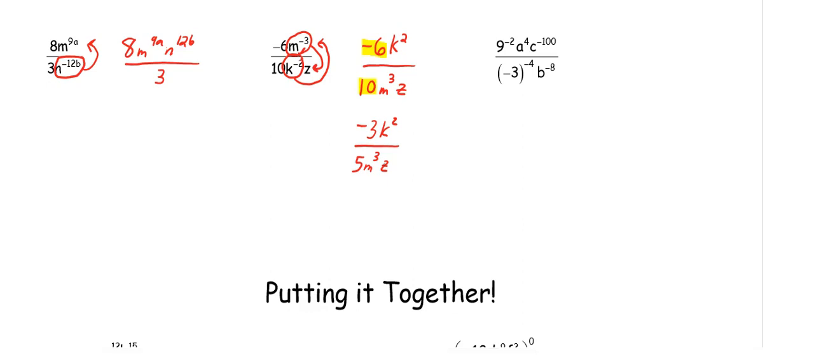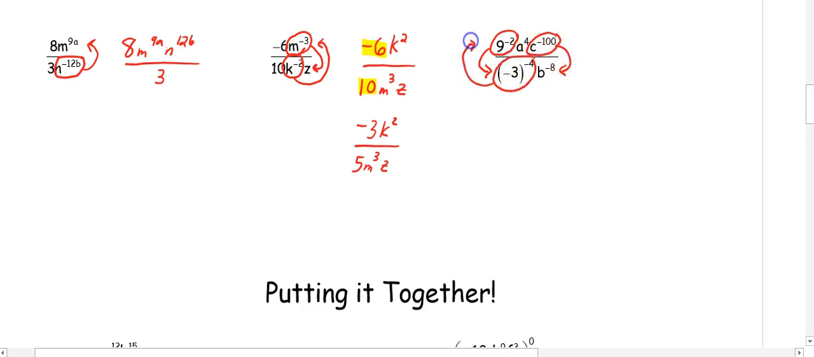In the next one, when we look, we have a negative exponent. N to the negative second needs to move to the denominator. C to the negative 100th needs to move the denominator. And then parentheses, negative 3 to the 4th needs to move to the numerator, as does B to the negative 8th. So when I move my negative exponents around, I now have parentheses negative 3 to the 4th. I'm still going to leave that in parentheses. B to the 8th and A to the 4th, because that stayed in the numerator. And on the denominator, we have 9 squared, c to the 100th. 9 didn't start in parentheses, so we don't need to include parentheses when we move it.